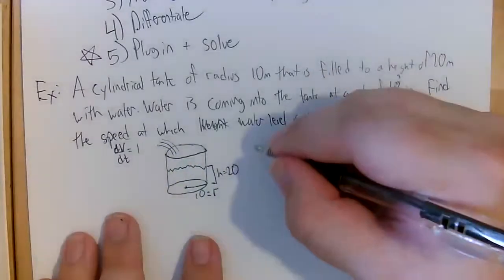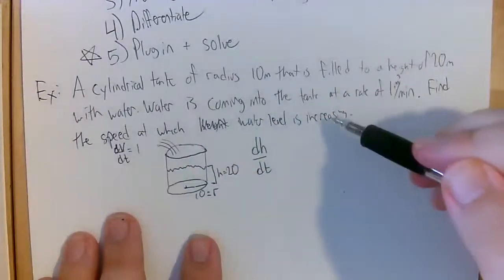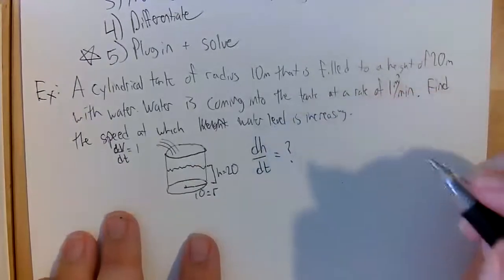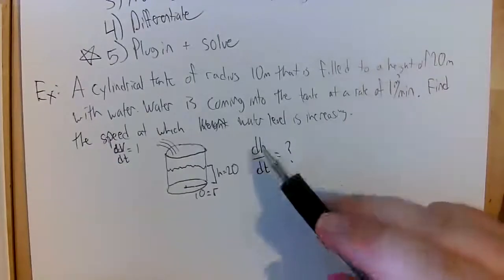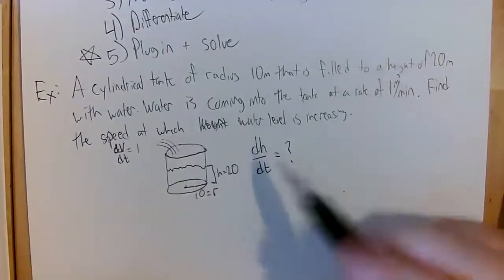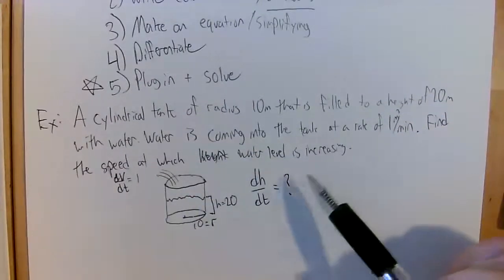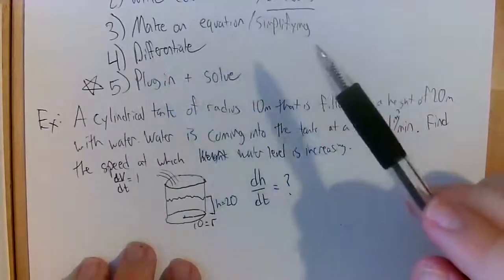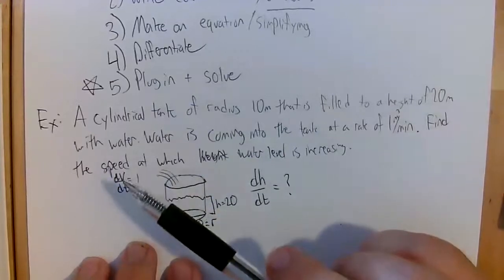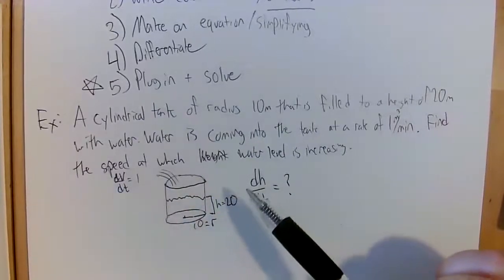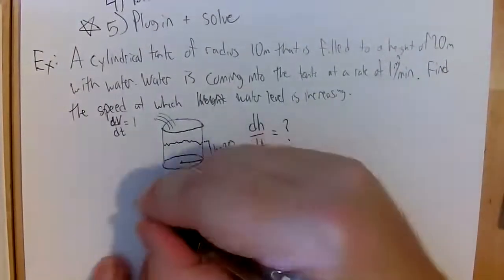All right, now what are we supposed to figure out here? Well, we want to know the speed at which the water level is increasing. So that's asking us about dH/dt here. So we want to figure out the rate of change of h with respect to time. All right, so we finished step 2 here. We wrote down what we know and then what we don't know and what we want to know. Our next step is to make an equation relating all of this information together. So we have a volume quantity, a radius, and a height. So this makes me think we should write down the volume of a cylinder.